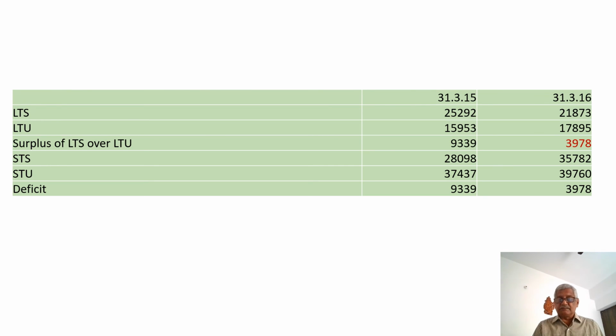Then we have the long-term sources of fund, long-term uses of fund, surplus of LTS over LTU. Here if you look at that, in the year 2015, the net working capital or the margin available for working capital was 93.39 crore, which substantially reduced to 39.78 crore. One of the reasons is the repayment of the trade deposit by 50 crore. And the short-term sources have increased, short-term uses increased, having a deficit of 93.39 and 39.78.